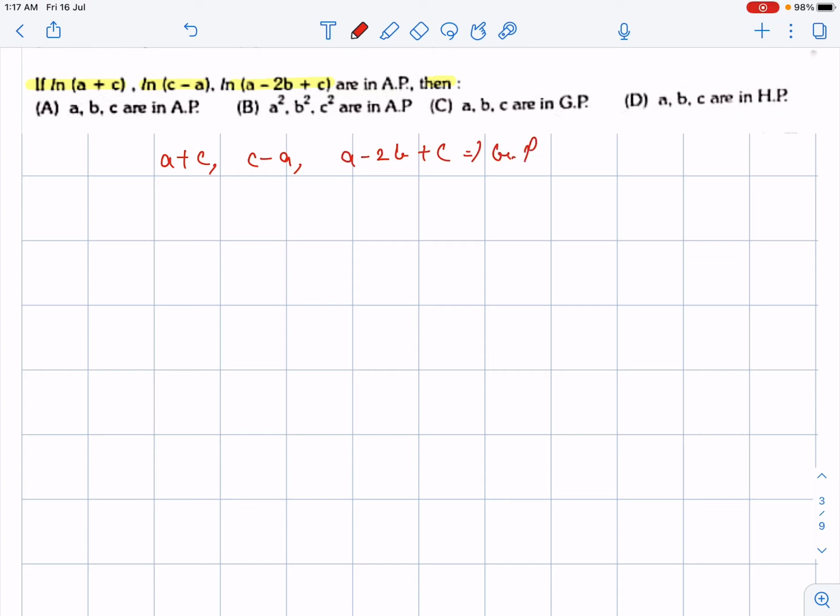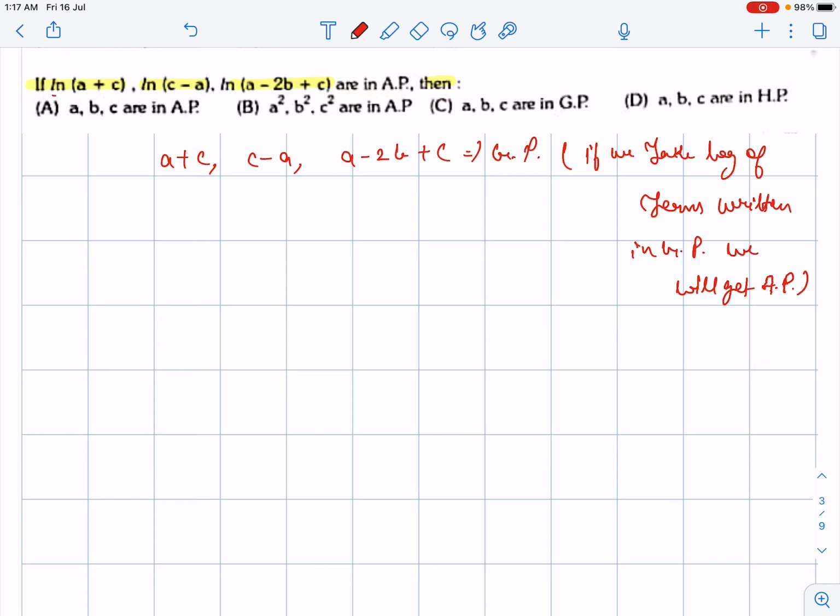But let us suppose somebody is not comfortable with it. They know one thing only. What is the property I have applied to write this? If we take the log of terms written in GP, we will get an AP. So if we have a form in terms of log and it's an AP, that means all the terms whose log has been taken might be in what? GP, right?